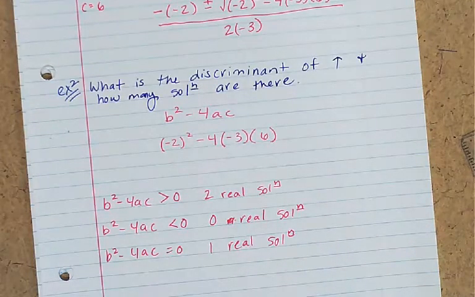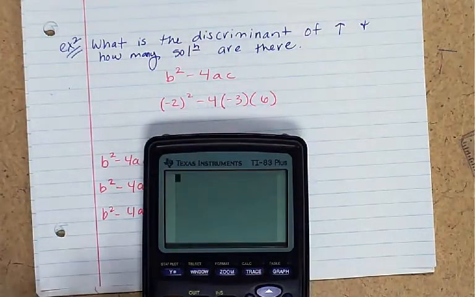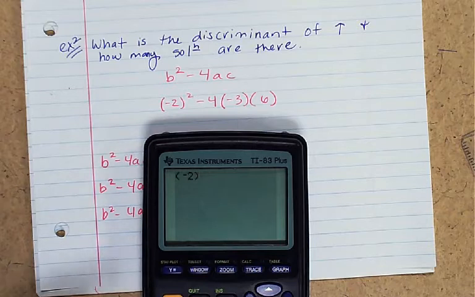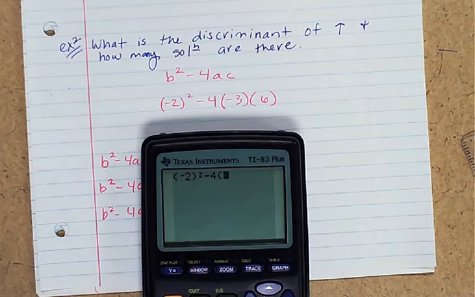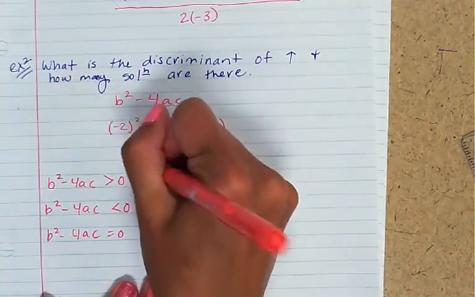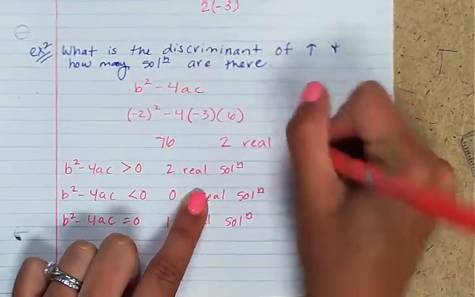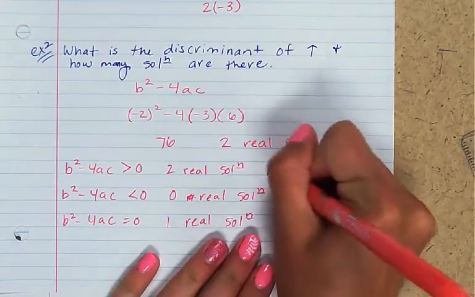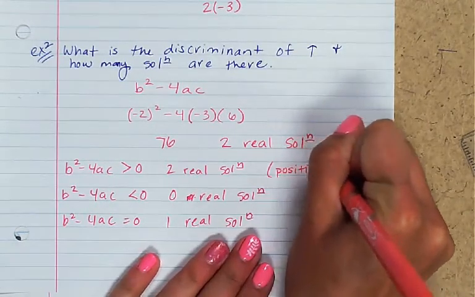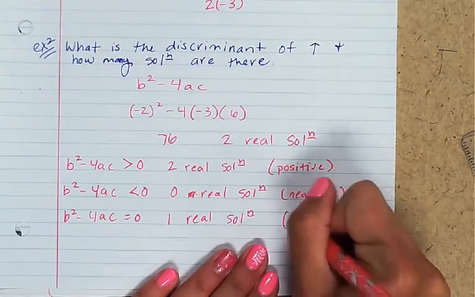If you struggle with negatives or the order of operations, what I suggest you do is leave the parentheses in there like I had and type it in your calculator exactly the way it looks. So parentheses -2 squared minus 4 parentheses -3 parentheses 6. So we got that our discriminant has a value of 76. So that's positive, greater than 0. So that means there are 2 real solutions here. Again, this is if it's positive, negative, equals 0.